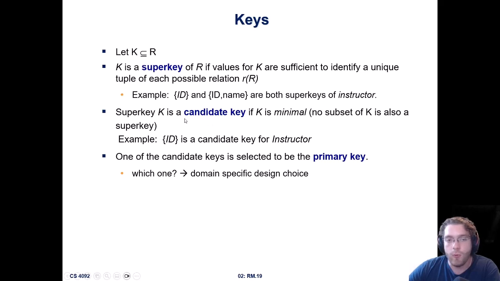A candidate key is a bit more unique, where super key K is a candidate key if it's minimal, so no subset of K is also a super key. What this essentially says is that if I take away any of the extraneous attributes that are part of my super key, I can no longer identify a unique element there. So ID is a candidate key for instructor. If I have 2 super keys here, I can use them both. What happens if I remove ID from my super key? I can't do anything anymore, right?